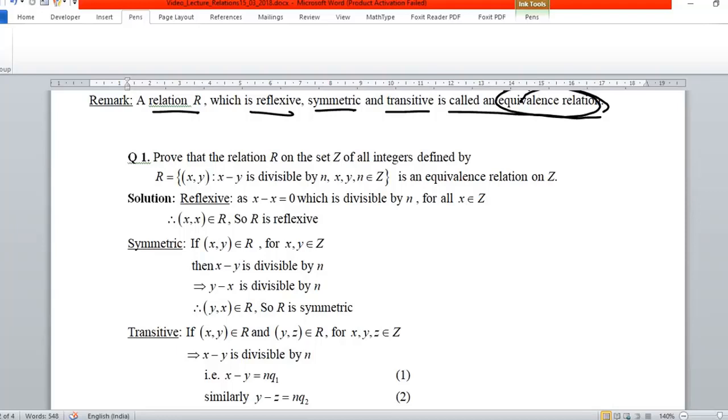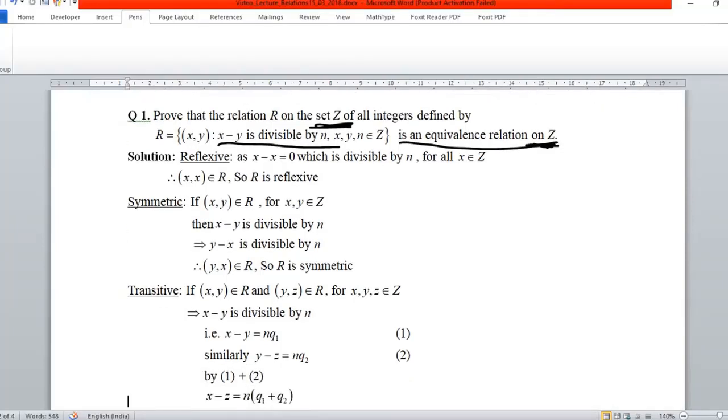Prove that the relation R on the set Z of all integers defined by R equals (x, y) such that x minus y is divisible by n. For your board exams, n can be any number. It can be 2, 3, 4 or 5. So this is a general question which we are going to discuss, and we need to prove that this is an equivalence relation defined on the set of integers Z.